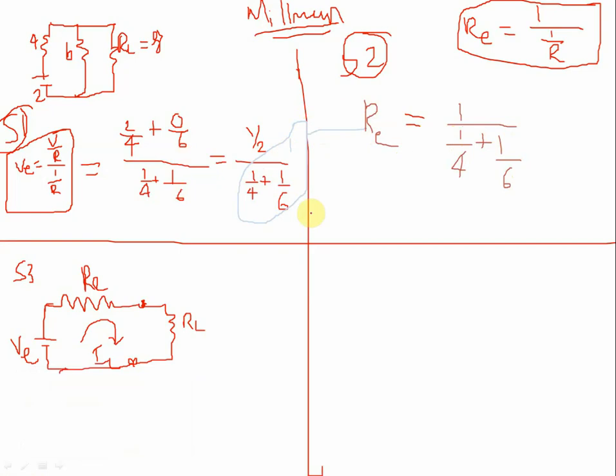Once you find VE and RE, substitute them to find the load current. What is the load current? By Ohm's law, V by R: VE divided by, open the bracket, the two resistances RE plus RL. Then substitute.